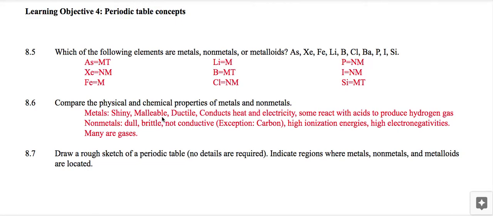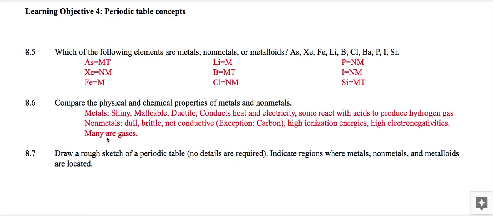Compare the physical and chemical properties of metals and nonmetals. Metals are shiny, malleable, and ductile. Malleable and ductile are different, and these are keywords we need to know. Malleable means it can be hammered into thin sheets like aluminum foil. Ductile means it can be drawn out into thin wire like copper wire. Metals conduct heat and electricity, and many of them react with acids to produce hydrogen gas.